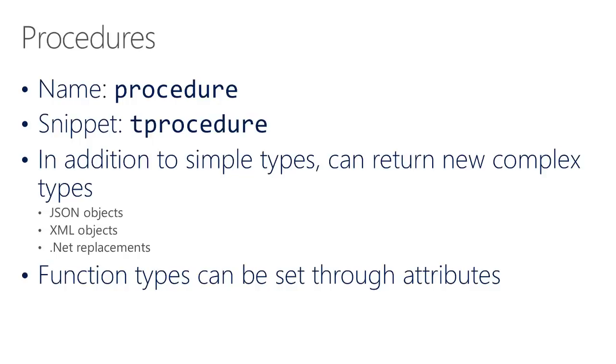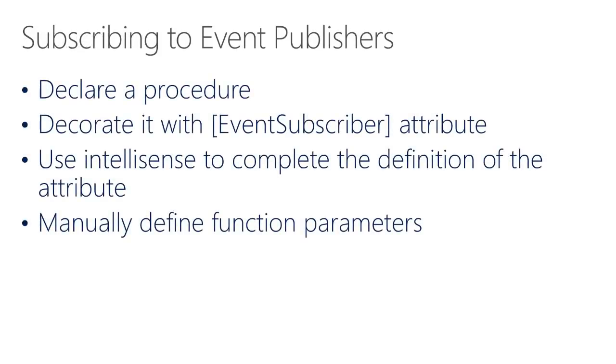Function types can be set through attributes, and that sounds a little bit strange, but I will show you in a minute what that means, especially for making a procedure a publisher or a subscriber. That is what those attributes are used for. Subscribing to an event publisher is done very easily. It's very easy to do.